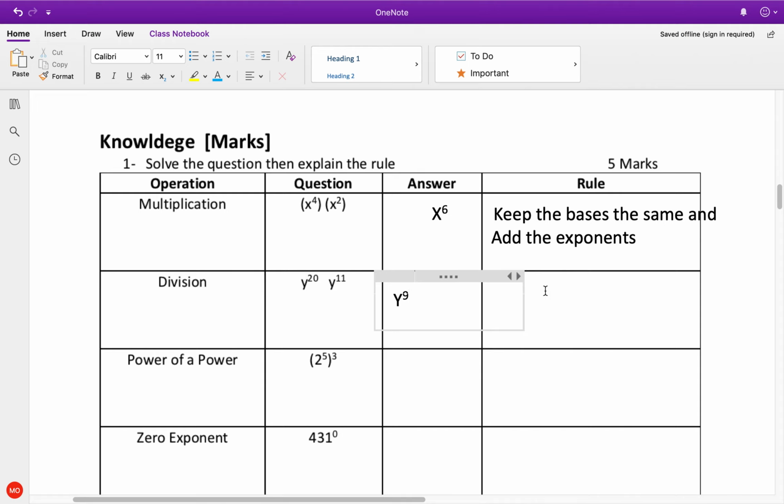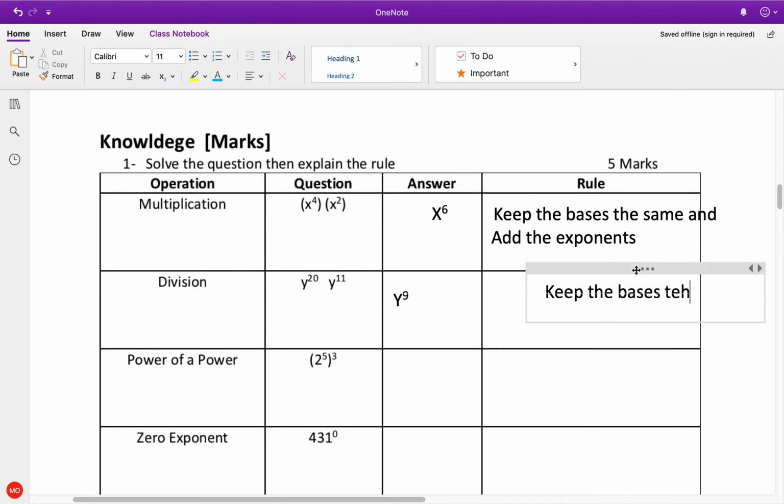So this rule: keep the bases the same and subtract the exponents. Now power of a power, this is going to be 2 to the power of 15.